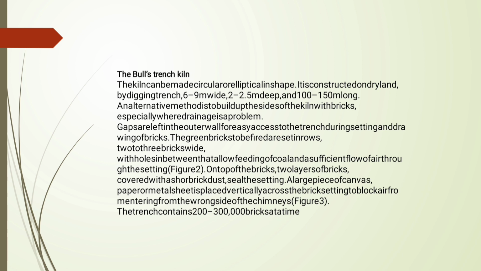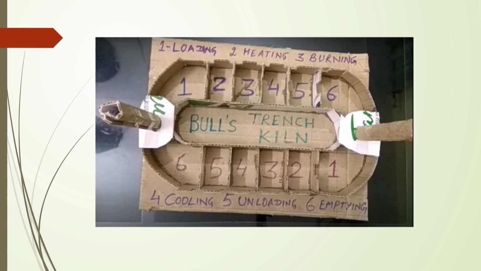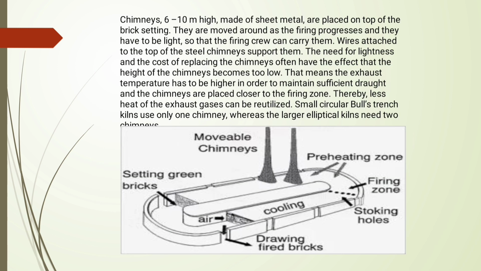Generally, two movable iron chimneys are employed to form draught, and they are always placed in advance of the section being fired. The hot gases leaving the chimneys warm up the raw bricks in the next section. Each section being fired requires about 1 day to burn.